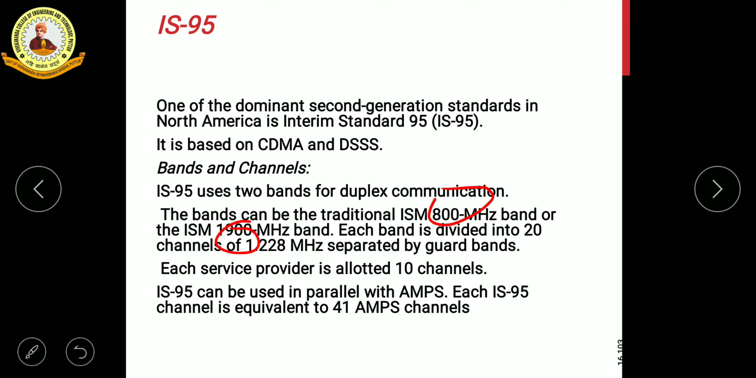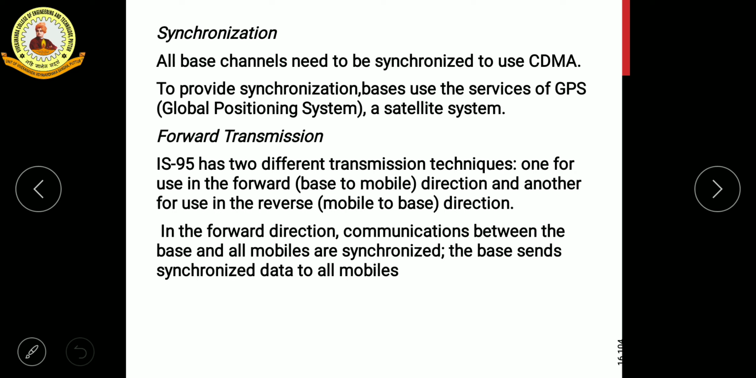Each band is divided into 20 channels. Each service provider is allotted 10 channels. So IS-95 can be used in parallel with AMPS. Each IS-95 channel is equivalent to 41 AMPS channels. Please keep this in mind. Then synchronization: all base channels need to be synchronized here to use CDMA. So to provide synchronization, bases use the services of GPS. What is GPS? Global Positioning System. So it is a satellite system.